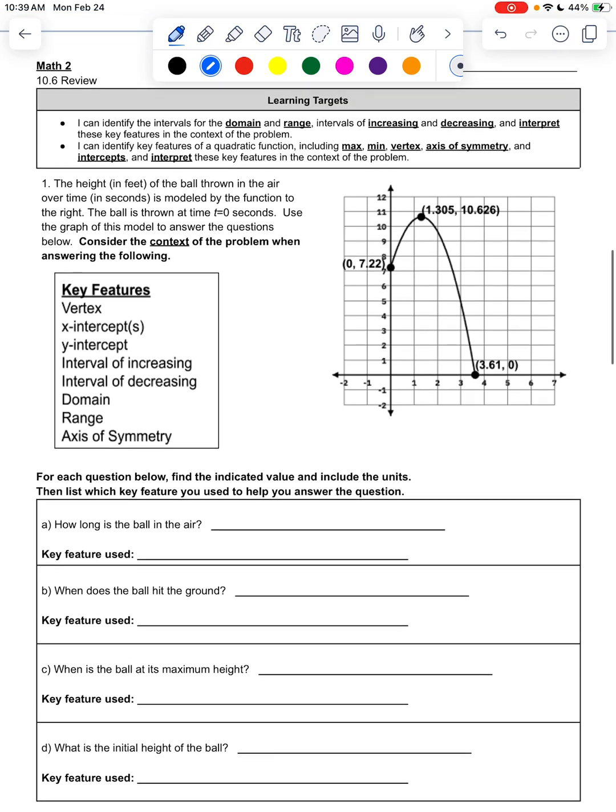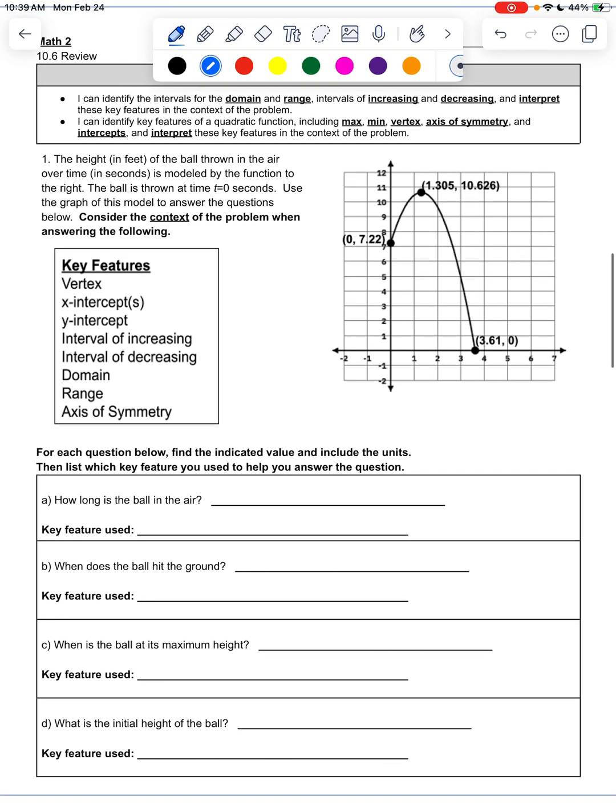In these videos, I'm going to walk through the 10.6 review, focusing primarily on the first couple pages and then a little bit of focus on the end, but mostly on the first three because these are the newest things on this summative.